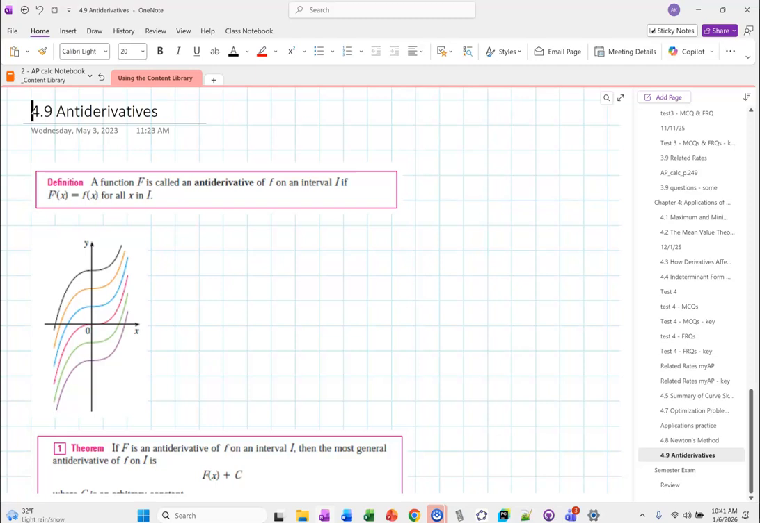Ordinarily, I would do this on the smartboard, but for whatever reason, I can't seem to get it to attach to my tablet right now, so we're going to do it the old-fashioned way. Everybody's good?